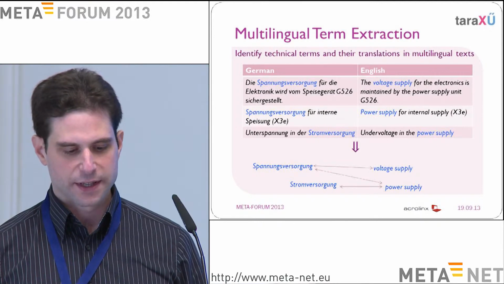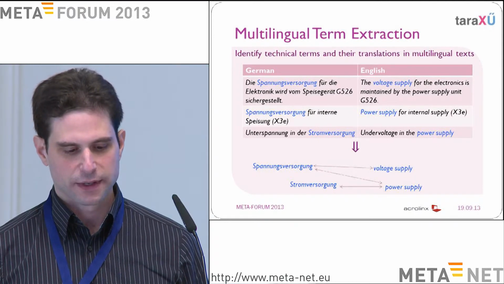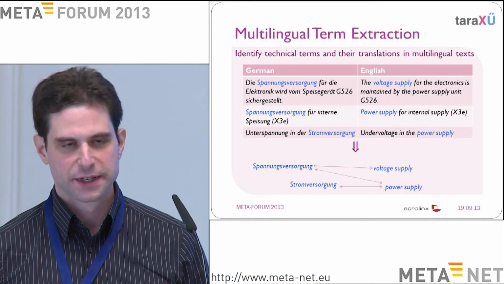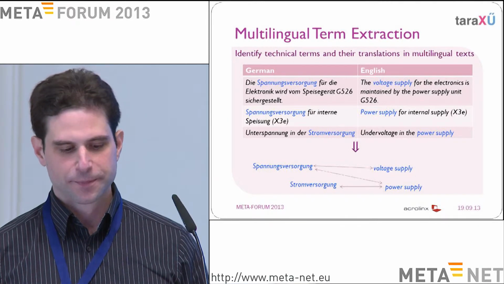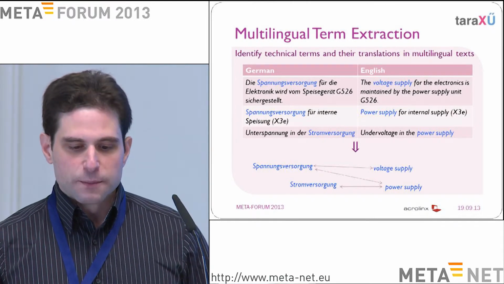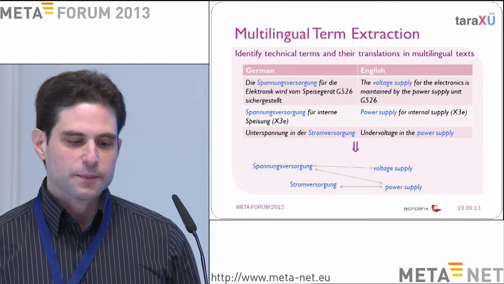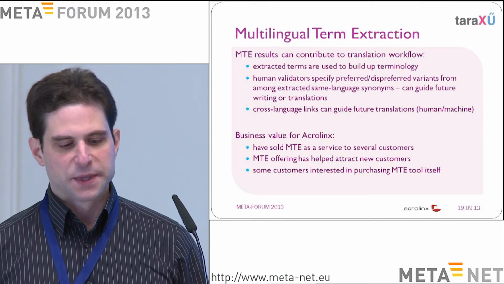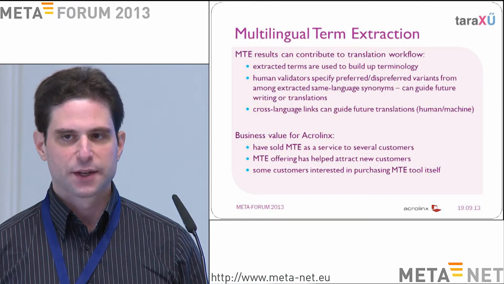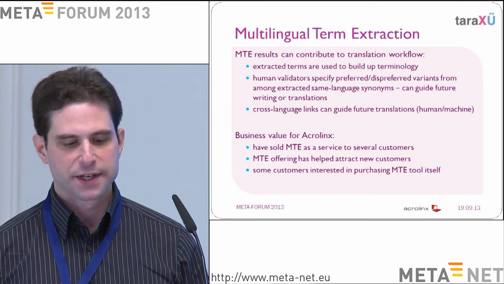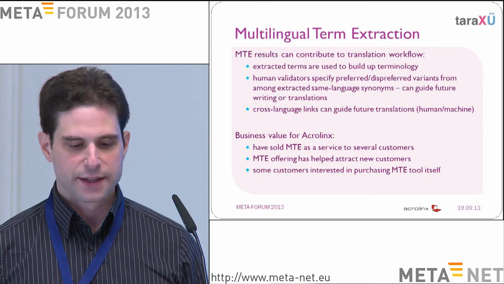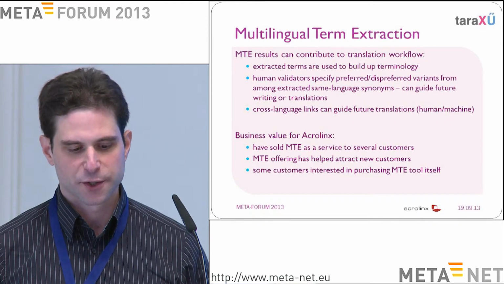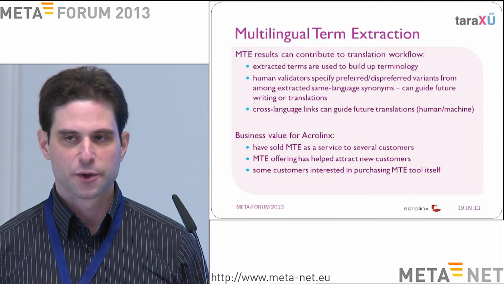And we see that there are links across the languages, and also indirect links between possible synonyms in the same language via the translations. So how is this relevant to Talksoup? Well, multilingual term extraction results can contribute to the translation workflow. So the extracted terms are used to build up a terminology. Human validators can specify which of multiple same language variants are preferred, and then that indicated preference can guide future writing or translation. And of course, the cross-language links between translated terms can guide future translations, whether human or machine.